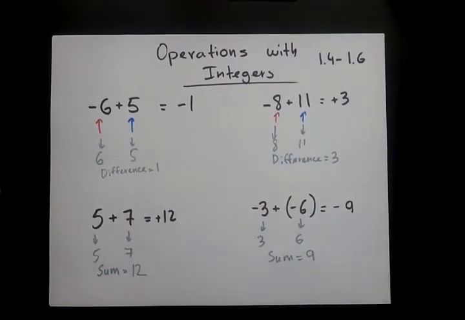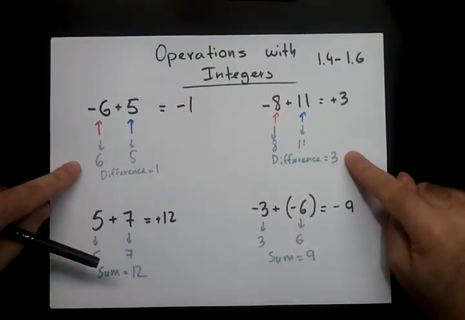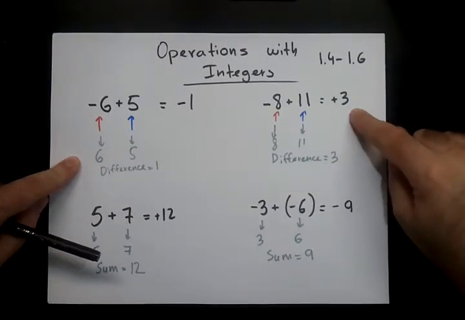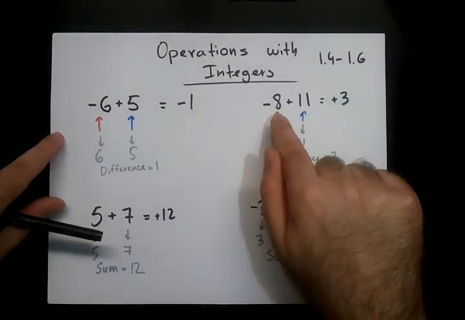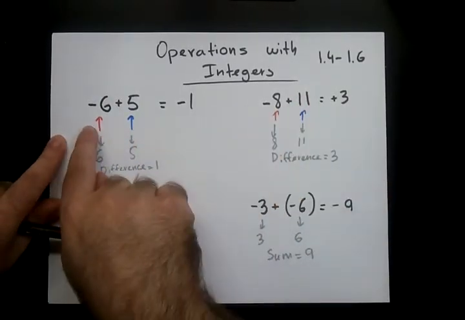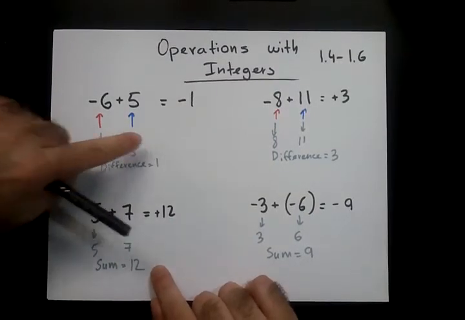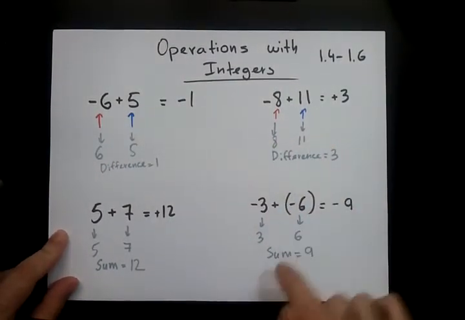So here are two scenarios with the addition operation with integers. We have different signs. You figure out the sign of the answer by looking at the larger numerical value, in this case the positive, in this case the negative, and then you take the difference of the absolute values of the two integers. The difference of 6 and 5, the difference of 8 and 11.